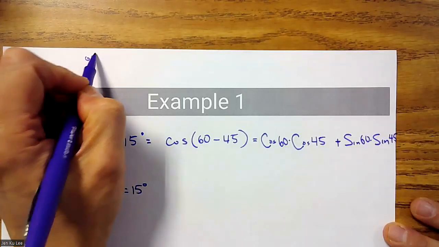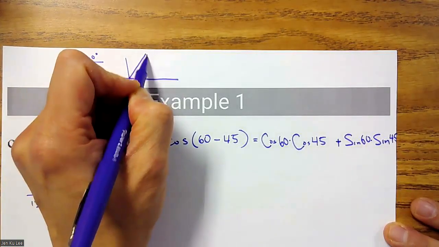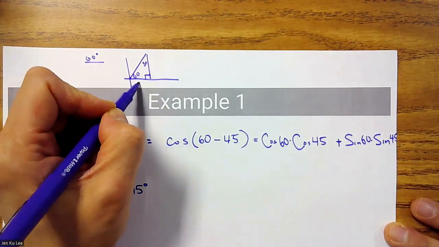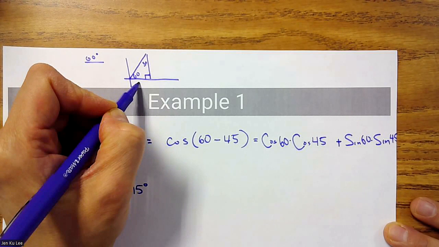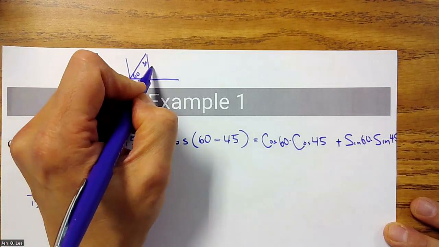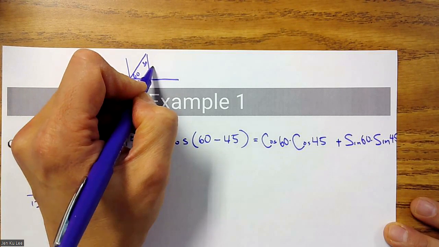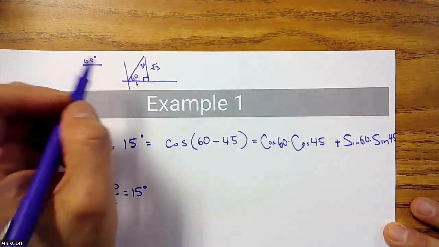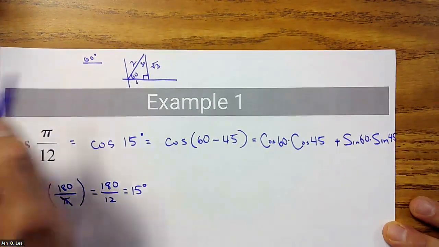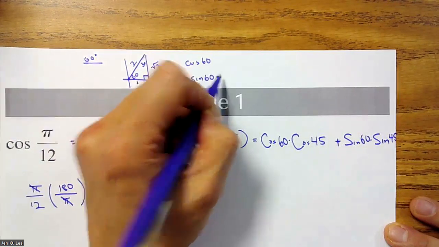So if I wanted to draw a 60-degree angle, I'll get something like this. 60, 30. So opposite to 30 is 1. Opposite to 60 degrees is square root of 3. Opposite the 90-degree angle is? Yes, it's 2.